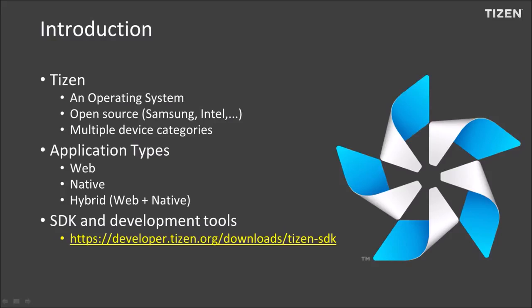The SDK contains all the tools that developers need to build, debug, test, and package an application for distribution. In addition, it contains an extensive collection of sample applications and documentation. Tizen SDK can be downloaded for free from the link shown above.